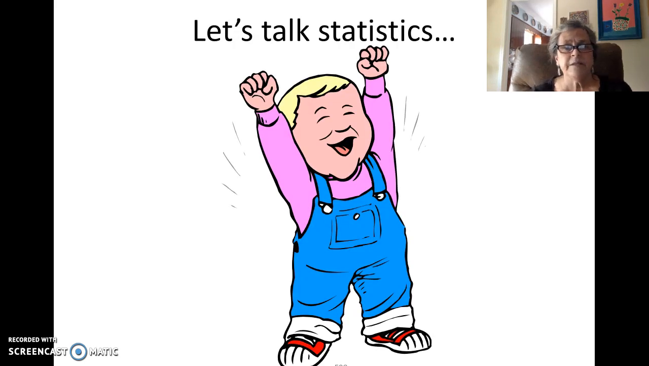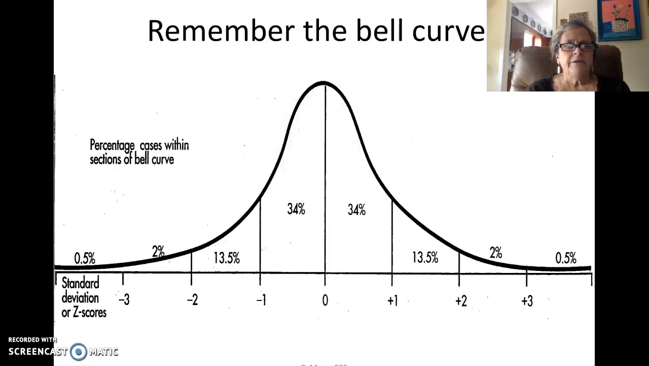So now we're going to talk about statistics. I know that's everybody's favorite thing. And you should remember the bell curve. The bell curve basically gives you a normal distribution, saying that if you're looking at the whole population of something, the average scores should be that 68% of people fall in the middle. 68% of people fall between -1 and +1 standard deviation.